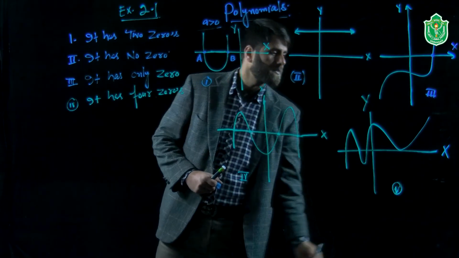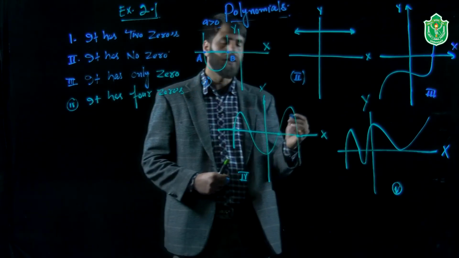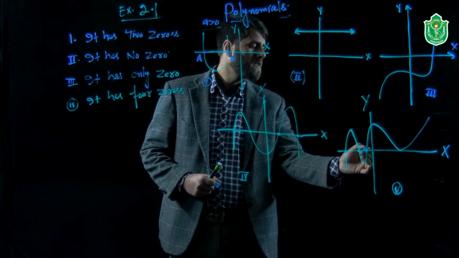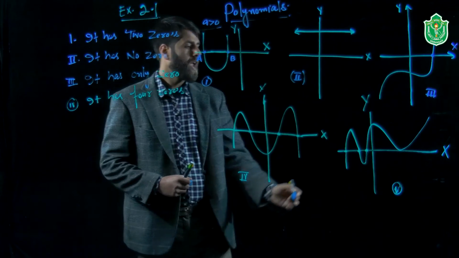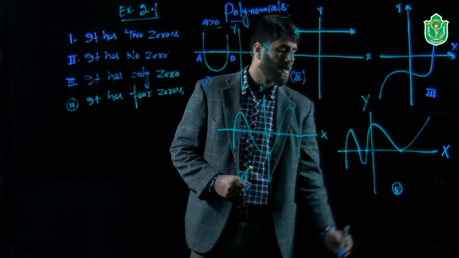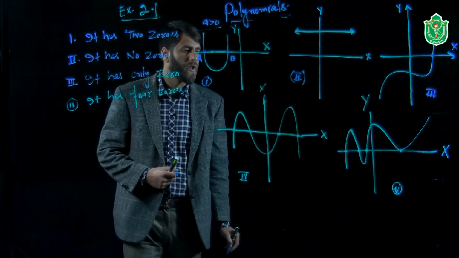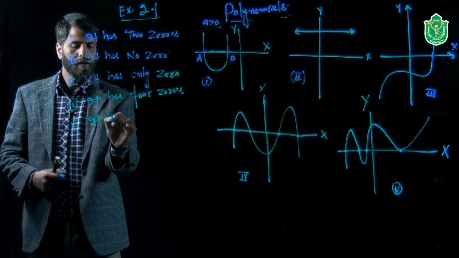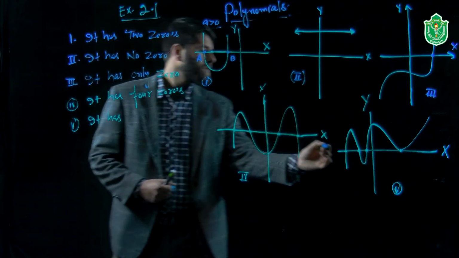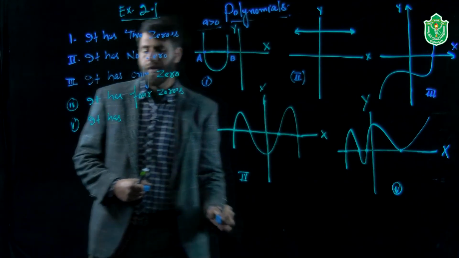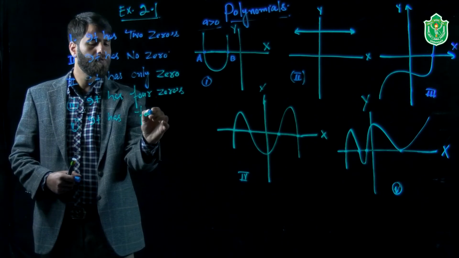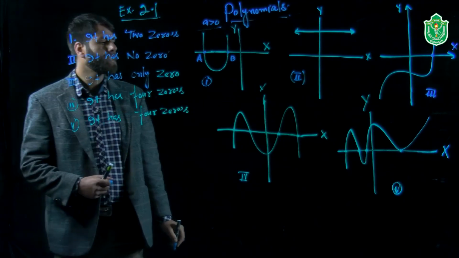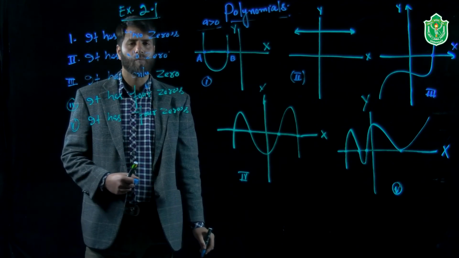What about this? This is part number 5. This is the x-axis and y-axis. We'll locate the points. This is point number 1, this is point number 2, this is point number 3, and this is the last point, point number 4. It is also a biquadratic polynomial. It has 1, 2, 3, and 4, so it also has 4 zeros. It will intersect the x-axis at exactly 4 points.